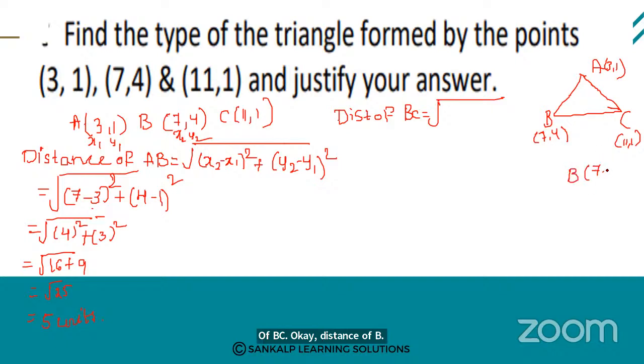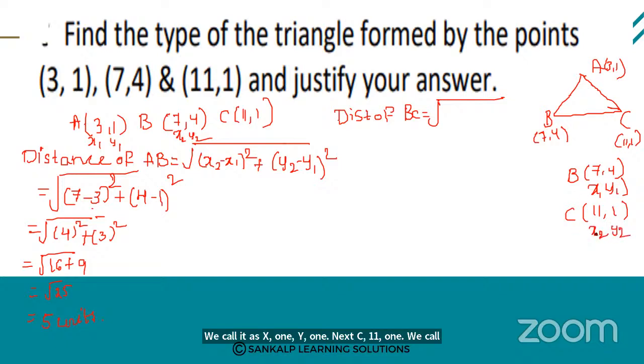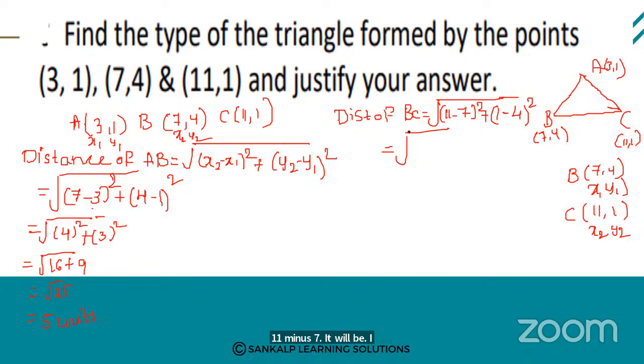Okay, what are the values of B? 7 4. We call it as x1 y1. Next, C is 11 1. We call it as x2 y2. Now tell me x2 minus x1. x2 is 11 here, right? x1 is 7, minus 7 whole square, plus y2 is 1, y1 is 4, minus 4 whole square. Next, 11 minus 7, it will be 4. Yes, 4 square. Next, plus 1 minus 4.